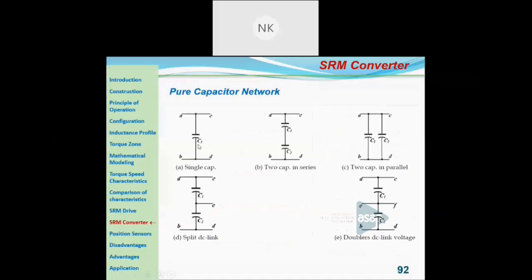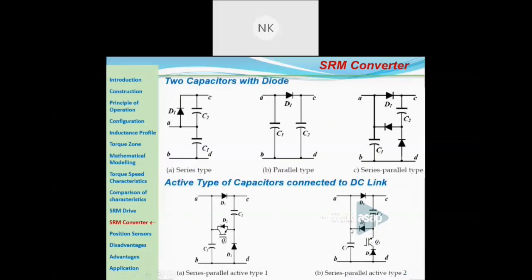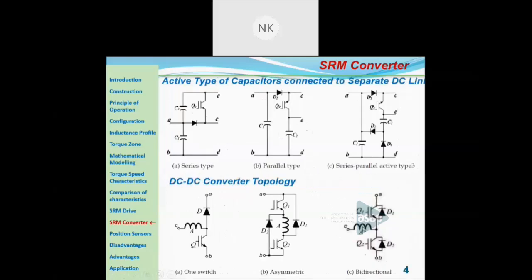So you can have a single capacitor, or two capacitors in series, or two capacitors in parallel, or you can have a split DC link. That means it will be dividing the supply voltage, and you can have a doubler DC link circuit also. Then two capacitors with a diode is there. Then you can have active type capacitors connected to DC link. So different types. Different DC to DC converter topologies are also shown.